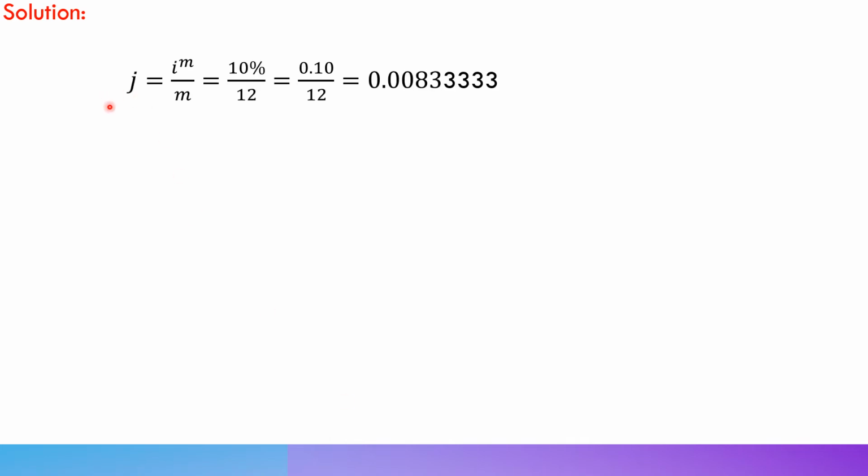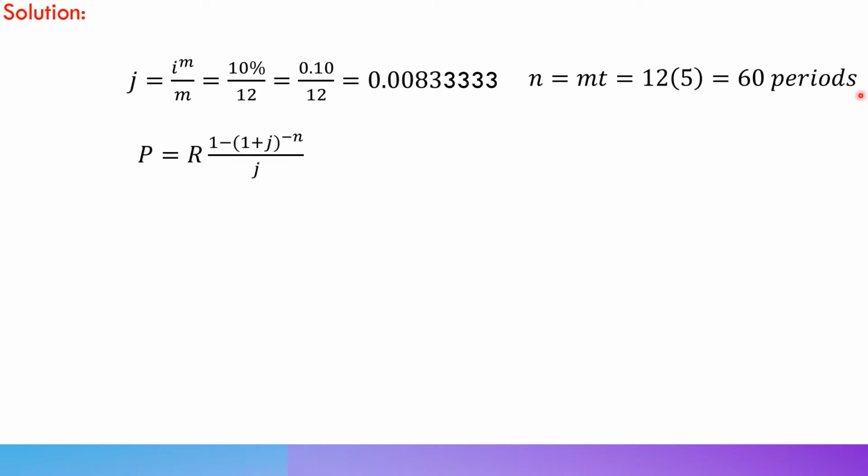So, let us solve first for j, which is equal to i raised to m all over m. Our i raised to m, which is the nominal rate, is 10% divided by 12. 10% in decimal is equal to 0.10. Divided by 12, we have 0.0083333, and so on and so forth. Our n is 12 times 5, that is equal to 60 periods.